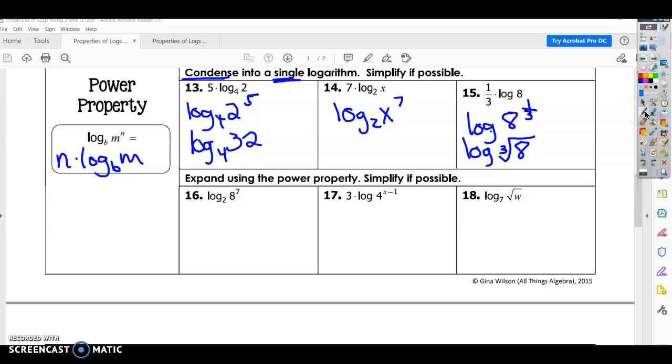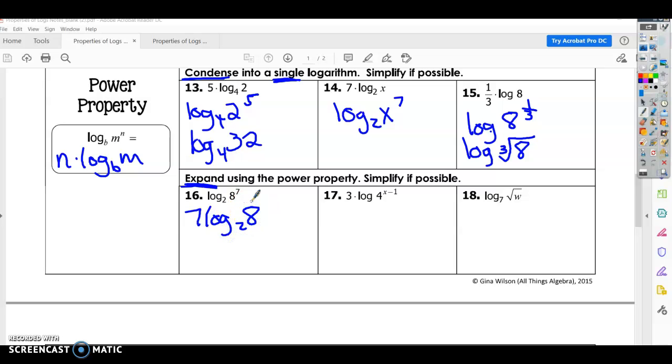All right, 3 more examples here we're going to look at. And we're going to say expand. So for this one, we are going to expand. And we're going to use the power property. So now this time the power, the exponent, goes to the front and becomes the n. So we're going to have 7 log base 2 of 8.